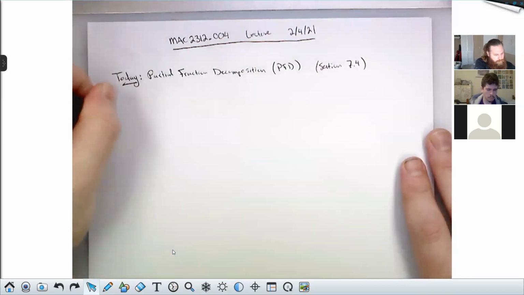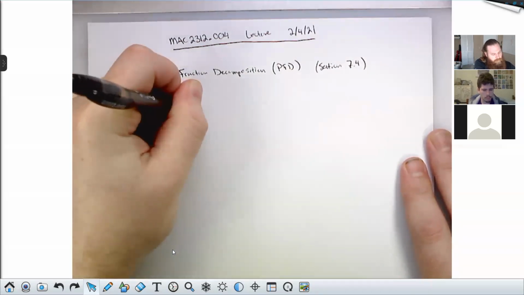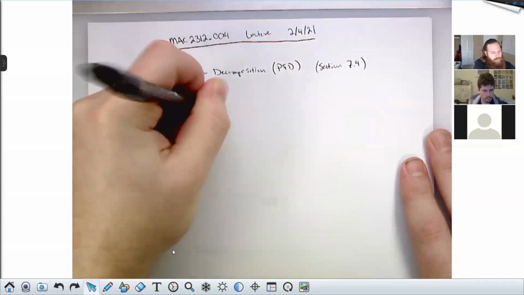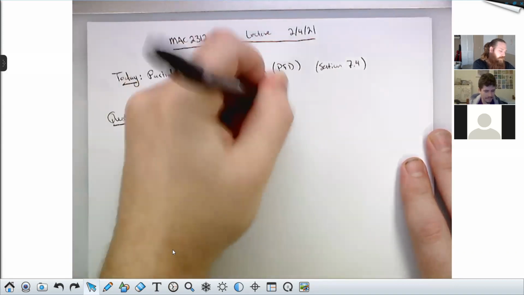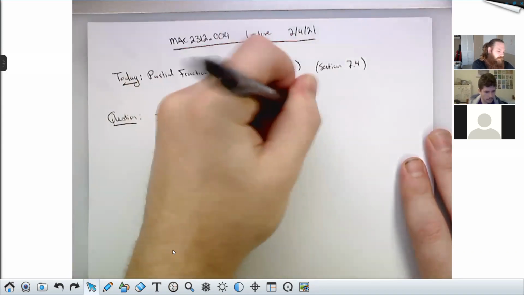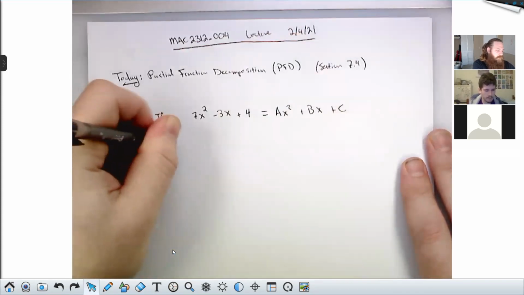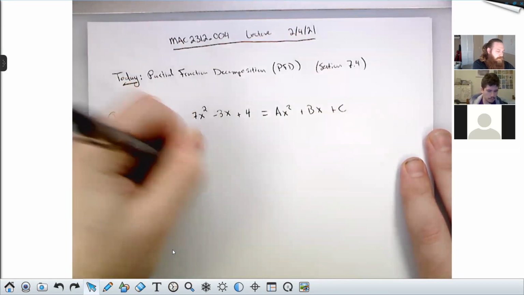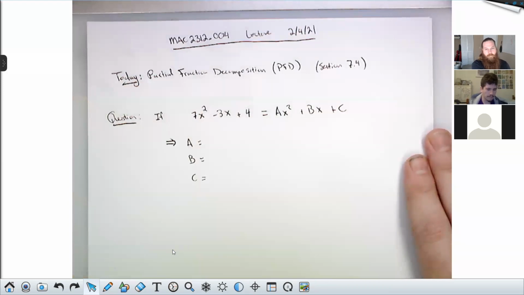I have a question. If 7x squared minus 3x plus 4 is equal to ax squared plus bx plus c, can you tell me what a, b, and c have to be? Seven, -3, and 4. Yeah.